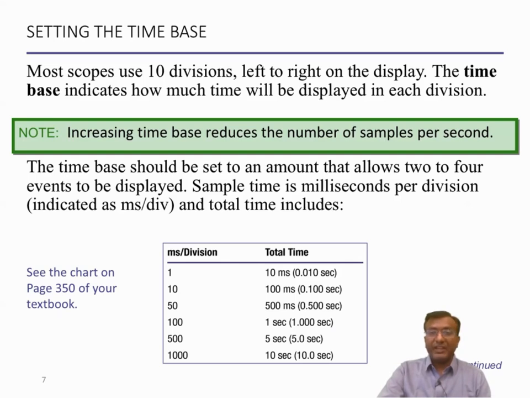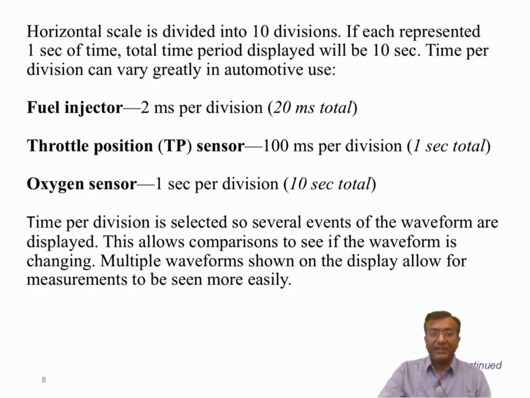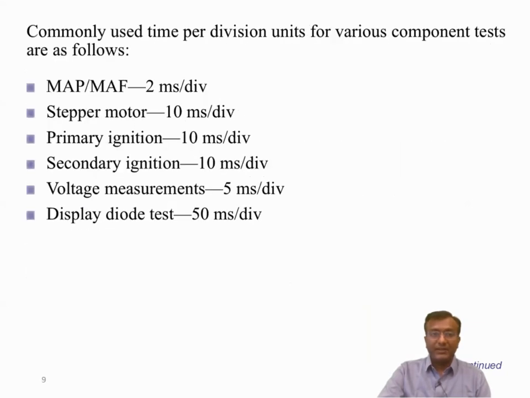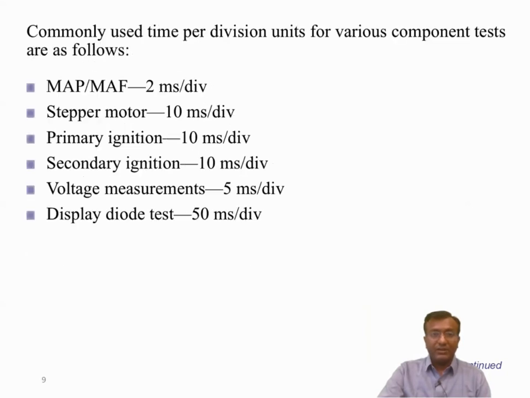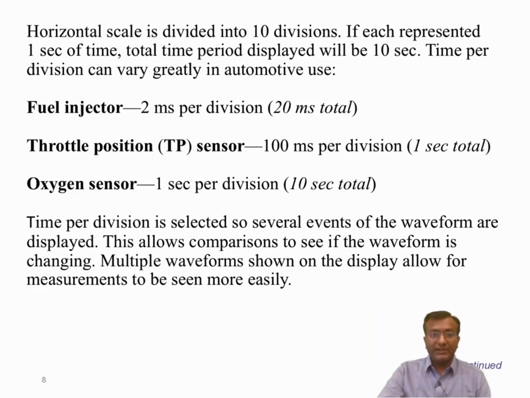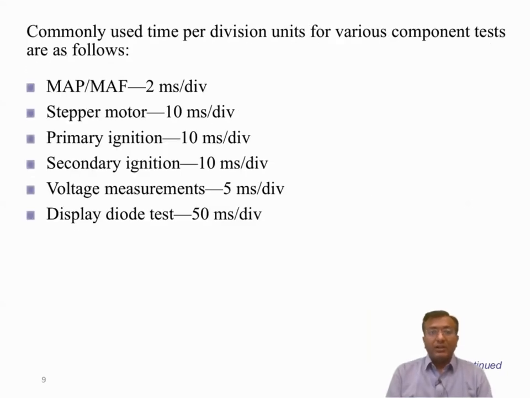Now, take a small example. These are other types of sensors, and the manufacturers already provide us the settings which are required in the oscilloscope for getting the proper reading.